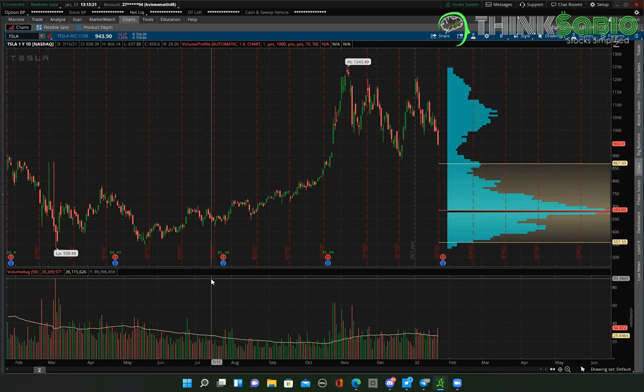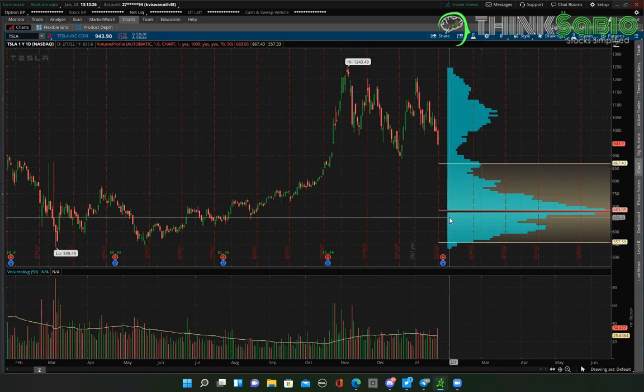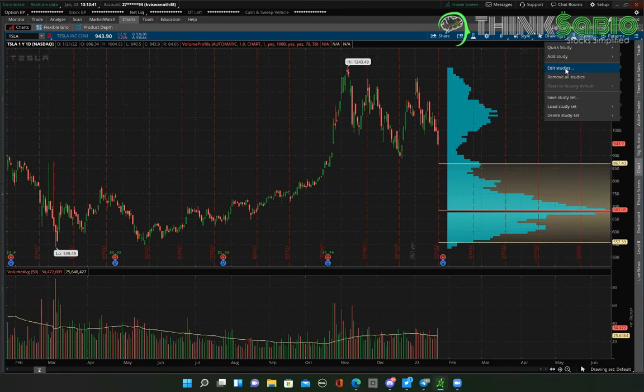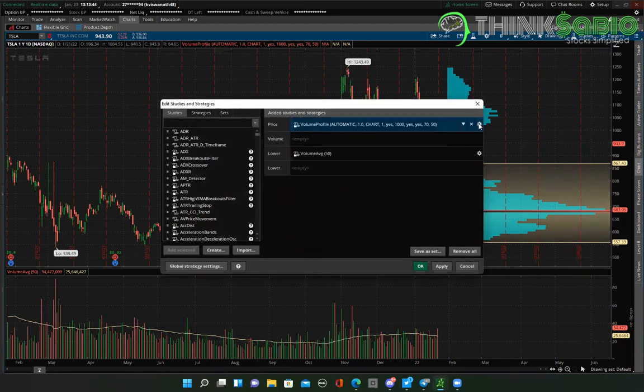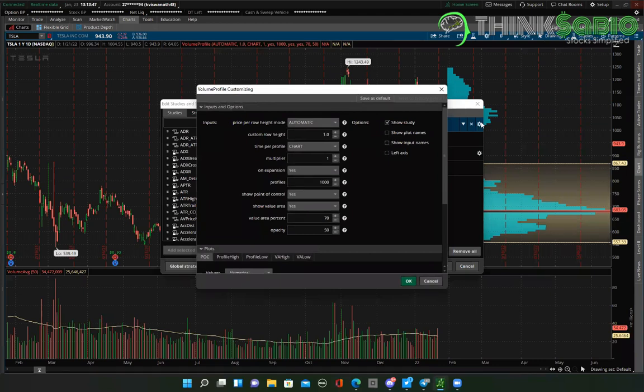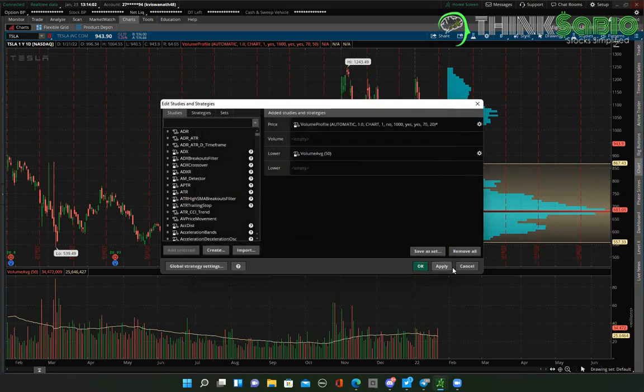If you do not edit anything, and if you simply plot the volume profile on your chart, this is how it will plot. So we have to look at a few components here, but before we move into these components, I will help you beautify this a little, so it will look a little prettier on your charts. So go to edit studies, and next to the volume profile, click on this gear icon here, and on expansion, select no. And then the opacity, from 50, you can switch it back to 20, and I'll tell you what it is.